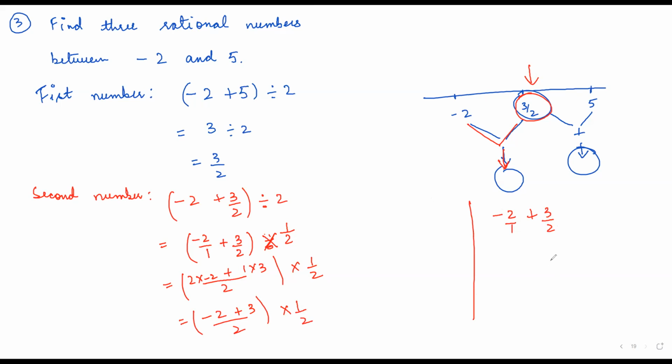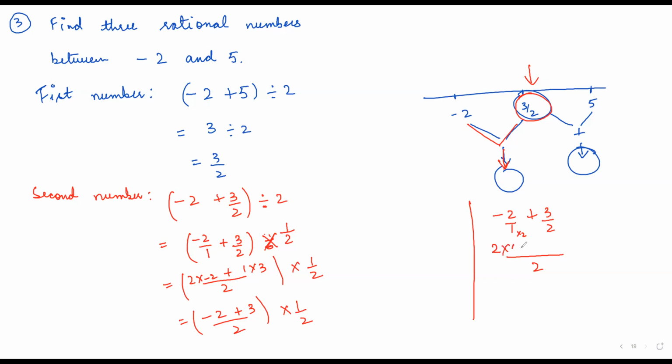Yes, ma'am. Any number I can divide by 1. So you take the LCM of 1 and 2, and you will get 2 as the LCM. Now you know that 1 into 2 is 2, right? So this 2 will be multiplied with the numerator.